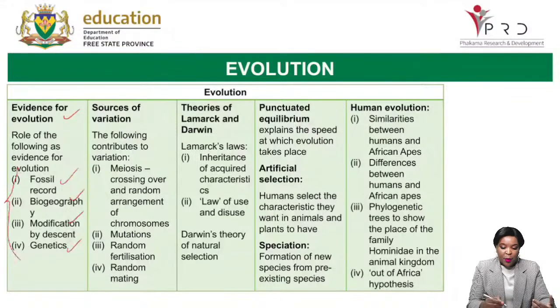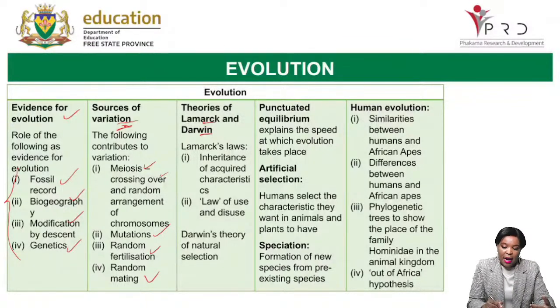And then sources of variation. What brings variation in the species or amongst the species? Then you can unpack there. The first source can be meiosis, and then crossing over that is happening there. And then mutation is another source, random fertilization, and random mating. You need to explain how they are sources of variation, or how they bring about variation. And then the biggest part that you think evolution is are these two theories, the theories of evolution by Lamarck and by Charles Darwin.